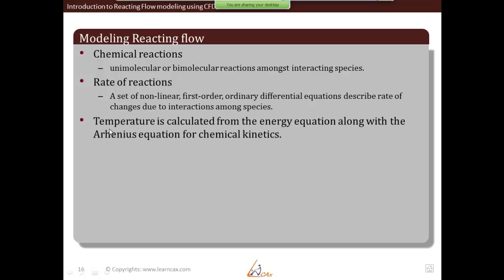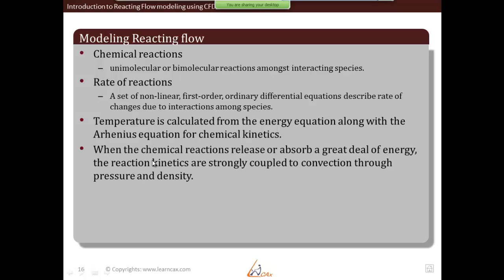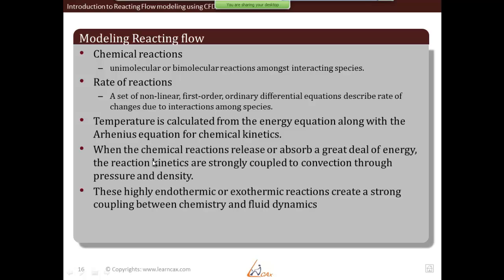And from these, the temperature is also calculated from the energy equation, and if the rate of reactions is dependent on temperature, a mechanism has to be solved for that. The standard mechanism that is generally followed is the Arrhenius rate of reaction, which we'll discuss in the coming slides. If the reactions also absorb or emit energy, that is again taken into account by giving a source term into the conservation equations.